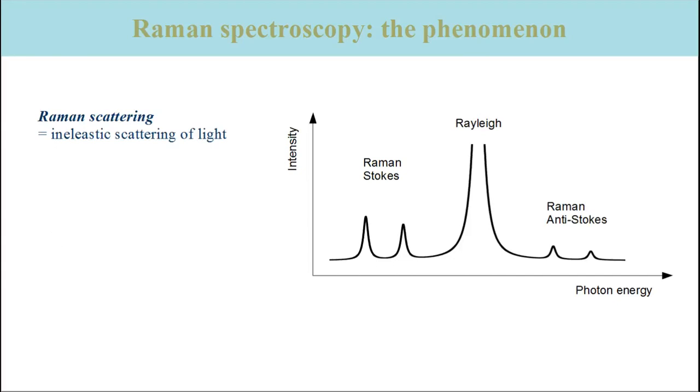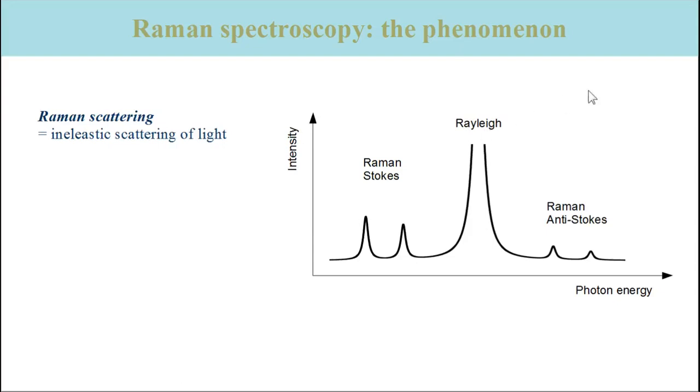In Raman spectroscopy, light that is inelastically scattered is detected. Inelastic scattering means that the scattered photons have a different energy than the incident photons. This scattering is called Raman scattering. The figure shows a hypothetical spectrum of Rayleigh and Raman scattering from a simple compound. Most of the light that is scattered is elastically scattered, which means that the scattered photons have the same energy as the incident photons. This is Rayleigh scattering.